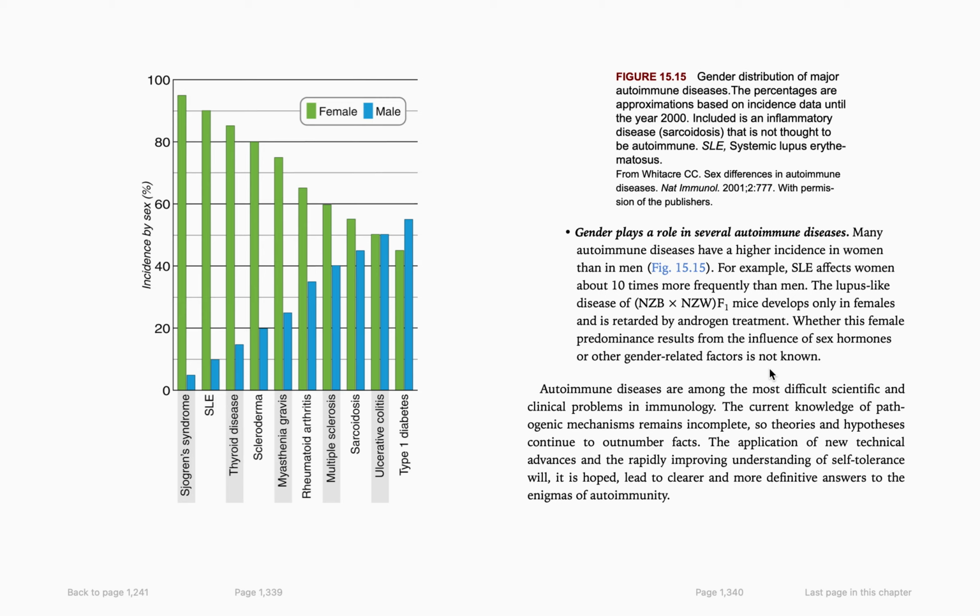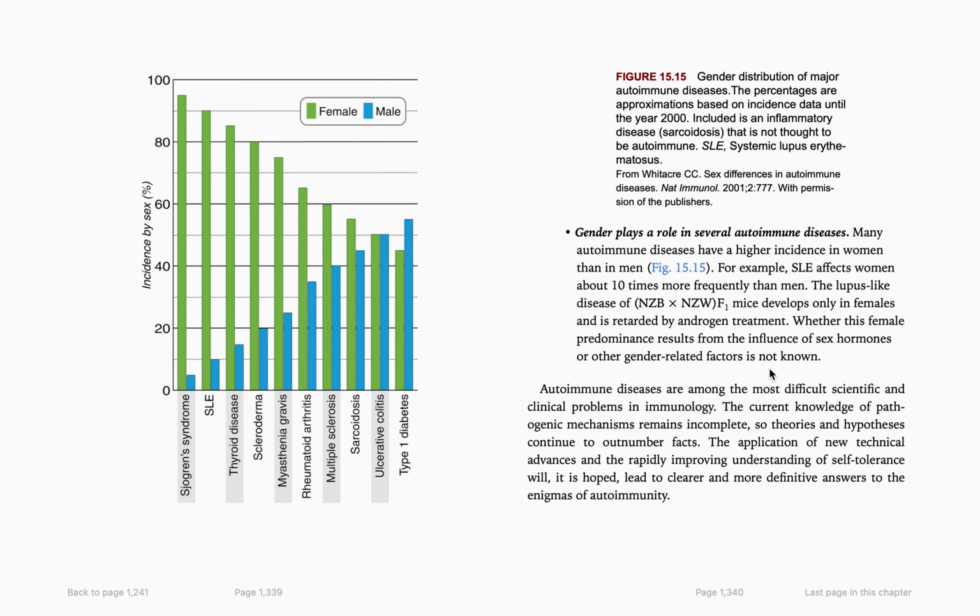Gender plays a role as well in several autoimmune diseases. Many autoimmune diseases have a higher incidence in women than men. For example, SLE affects women about 10 times more frequently than men. In lupus disease, mice develop it predominantly in females, and this is probably a result of the influence of sex hormones or other gene-related factors.